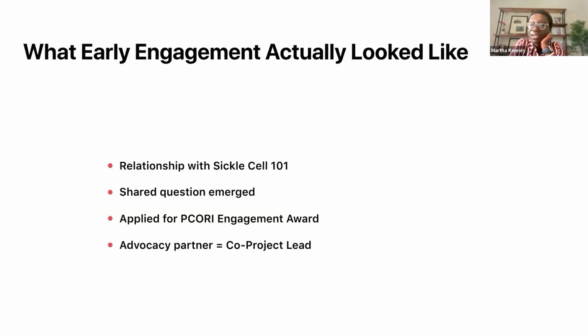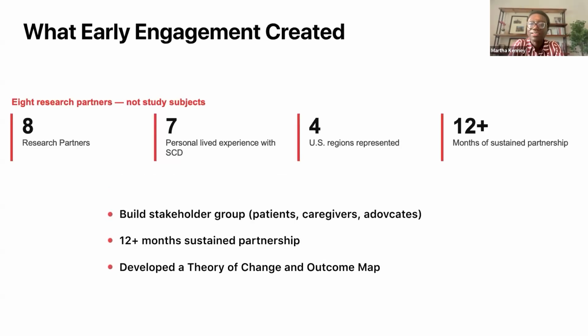Because we had this pre-existing relationship with Sickle Cell 101, I was able to apply for this PCORI Engagement Award with Sickle Cell 101 as a co-project lead. And so the organization was involved from the very beginning in the grant writing process and in the idea phase because that relationship already existed. And so that just made it so much easier. And it's been a great relationship where we continue to work on other grants. We just submitted a huge PCORI grant in January as a team as well. So our engagement starts with relationship. And I think that that's one of the biggest things I've picked up from the theory of change process.